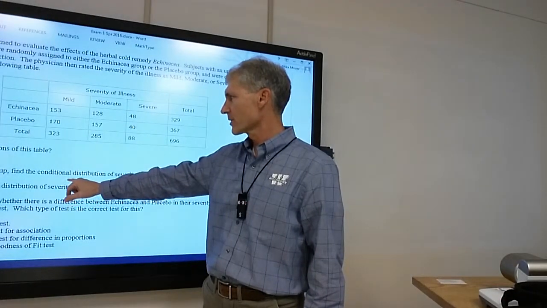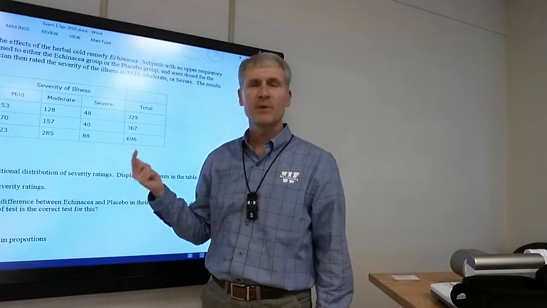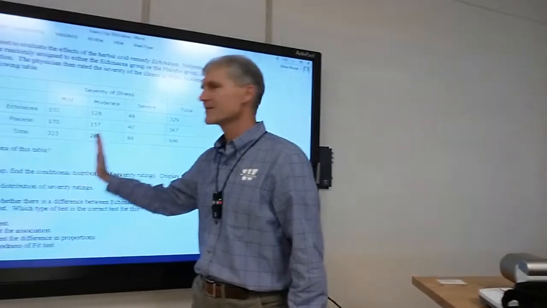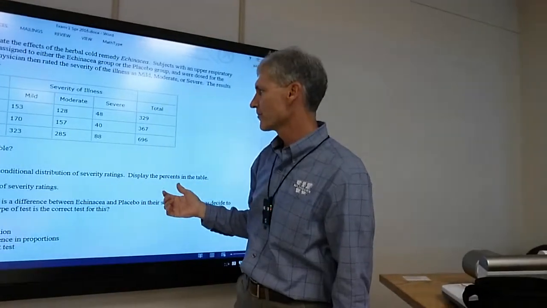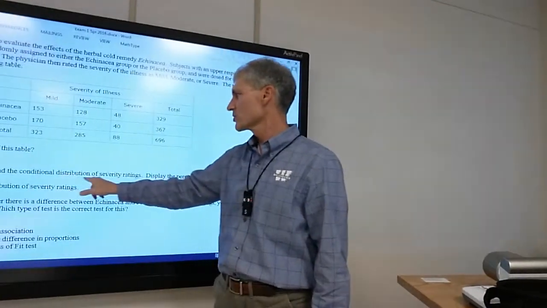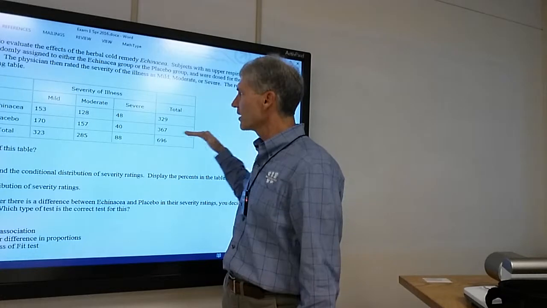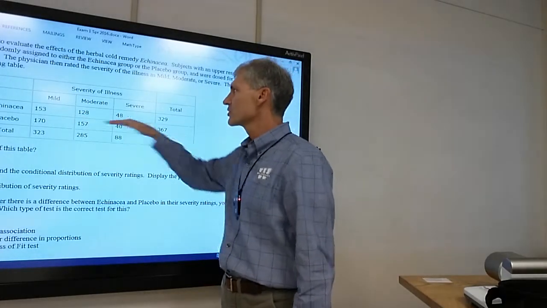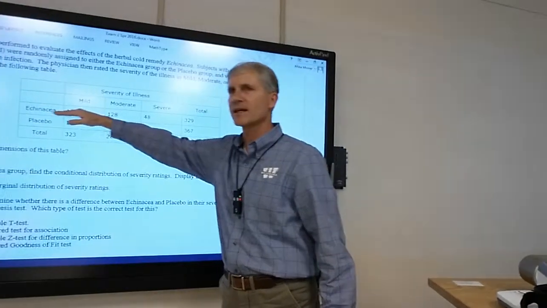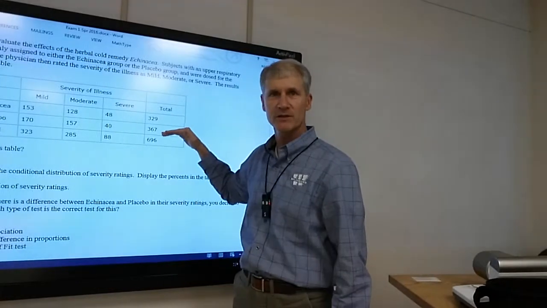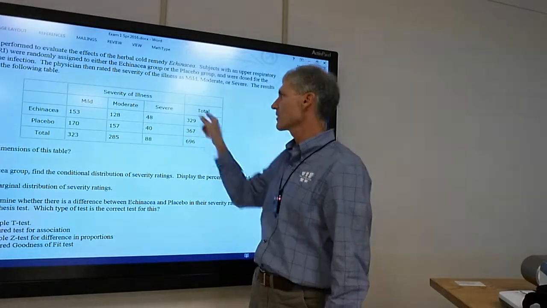This question about, for the echinacea group, find the conditional distribution of severity ratings. What I got, people that missed that did column percents instead of row percents. Right? So what's the tip-off? How do you know which to do? Conditional distribution of severity ratings. So the "of" tells you, I want the distribution of how people are distributed across severity. So for the echinacea group, you're looking only at the echinacea group. So you know you're doing row percents. So those should all be 153 divided by 329, 128 divided by 329, and so on.